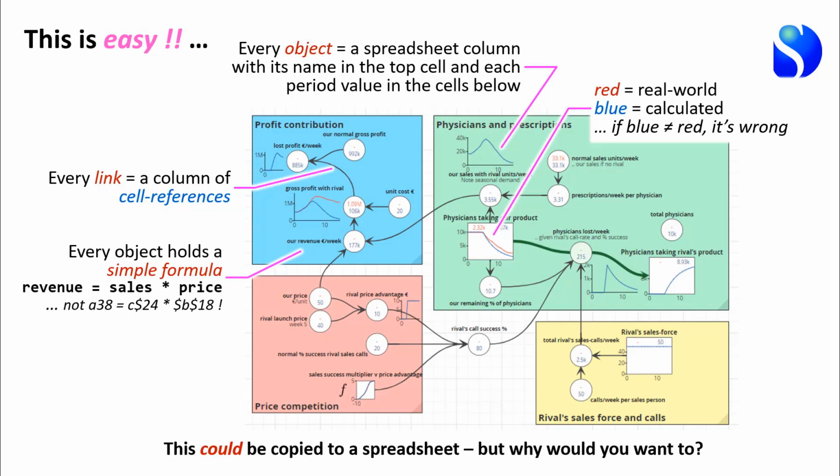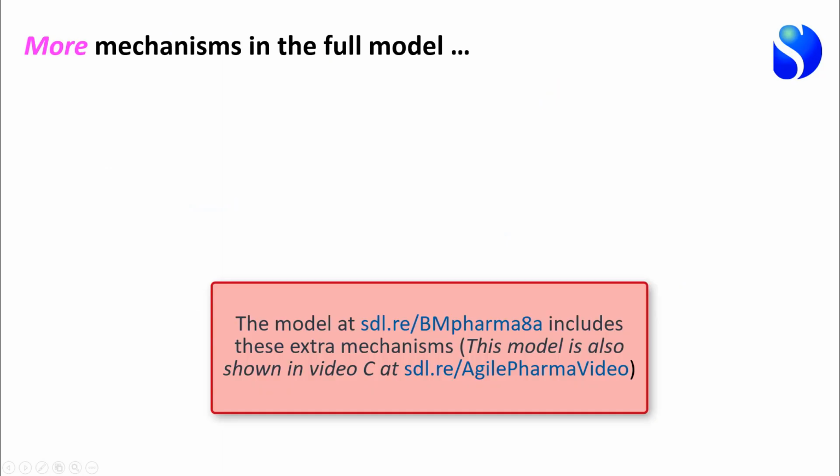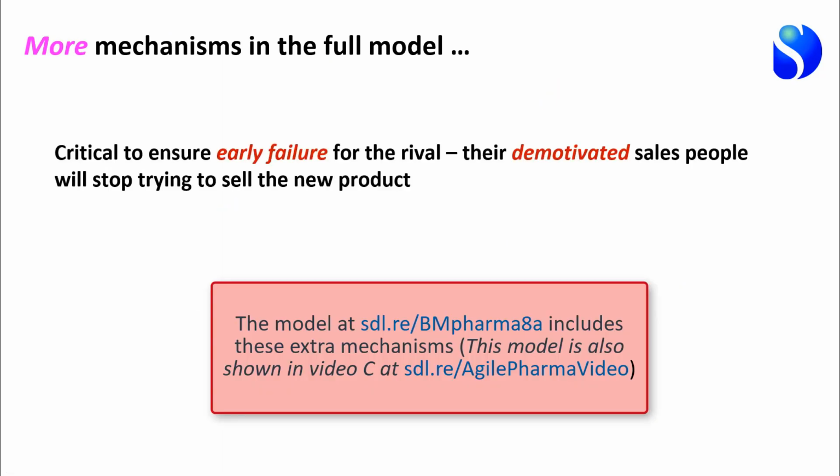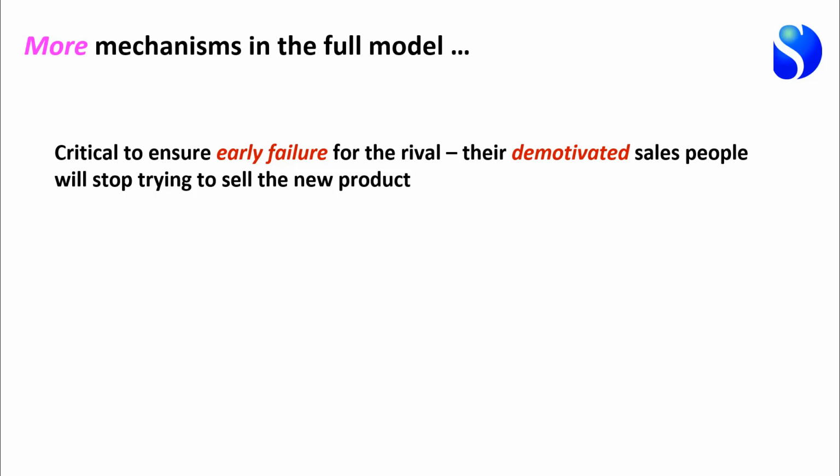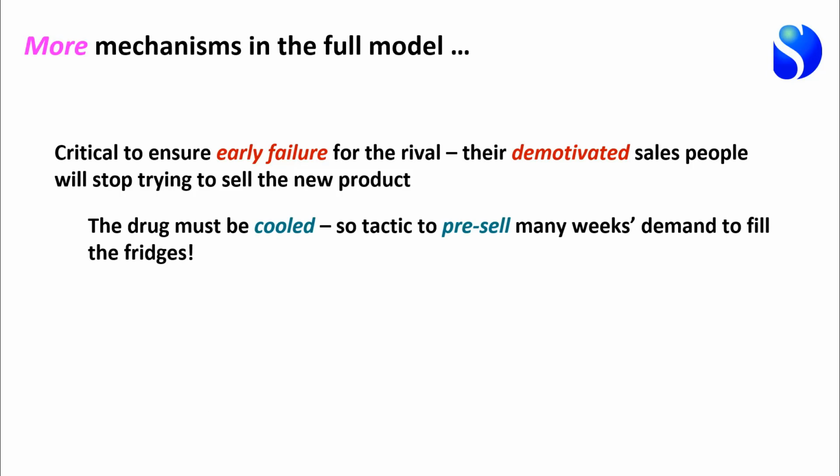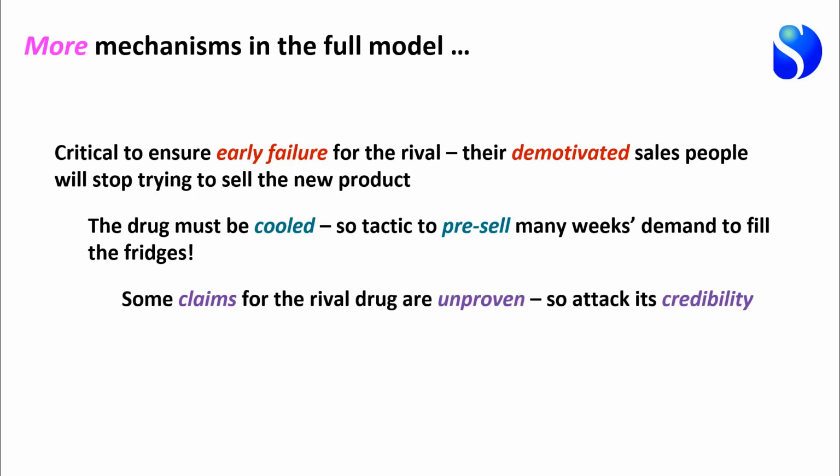That model was just the first step in a rather more complex model that we built. That took a whole day rather than 1 hour. That model included things like the demotivation of the competitor sales force when they start to realize that they're not winning positions as fast as they thought they were. It includes things like the product requires refrigeration. So if our sales force go and sell the doctors 4 or 5 weeks of advanced product demand, we fill the fridge up so that when the competitor sales force go there, they can't sell the product because the fridge is full. And it includes factors to do with mistakes that the competitor made in their claims about the product.